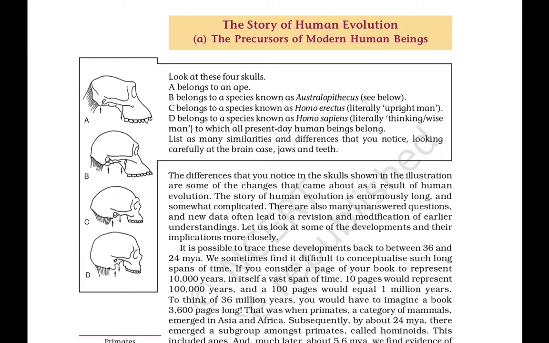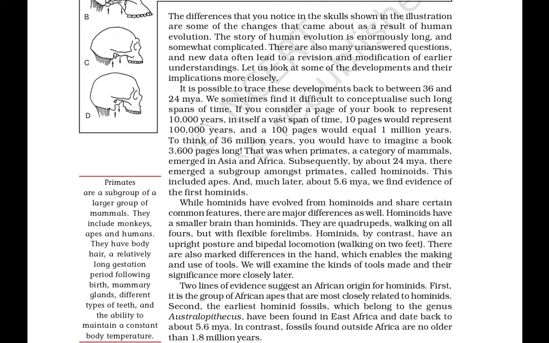The story of human evolution: the precursors of modern human beings. The differences that you notice in the skulls shown in the illustration are some of the changes that came about as a result of human evolution. The story of human evolution is enormously long and somewhat complicated. There are also many unanswered questions, and new data often lead to a revision and modification of earlier understandings. Let us look at some of the developments and their implications more closely.